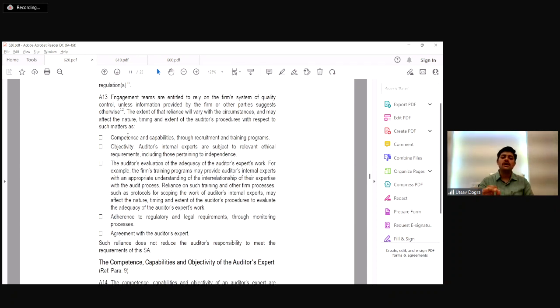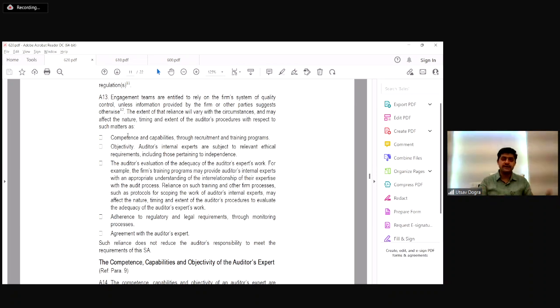These methods are competence and capability through recruitment and training programs. Objectivity: auditors' internal experts are subject to relevant ethical requirements, including those pertaining to independence. The auditor's evaluation of the adequacy of the auditor's expert's work. For example, the firm's training program may provide auditors' internal experts with an appropriate understanding of the interrelationship of these experts with the audit process. Reliance on such training and other firm processes, such as protocols for scoping the work of the auditor's internal expert, may affect the nature, timing, and extent of the audit procedures.